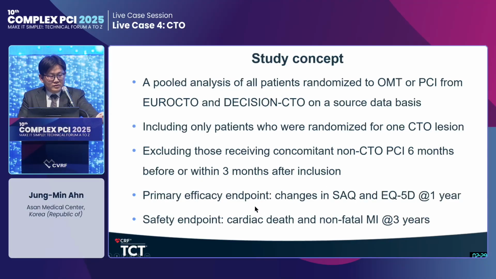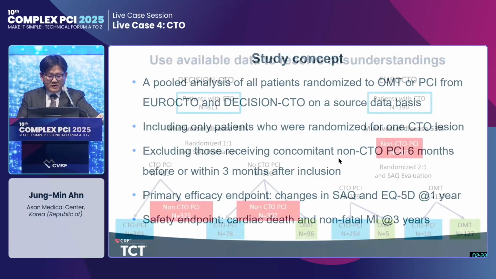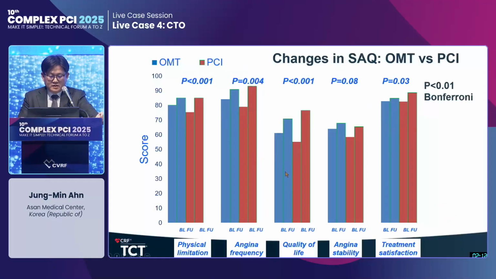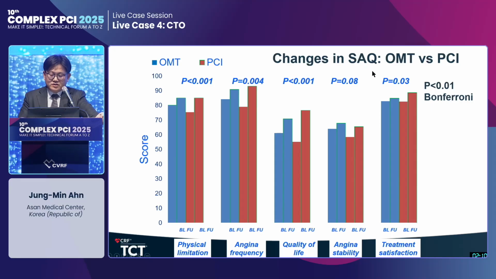The primary efficacy endpoint was change in angina and EQ-5D, and the safety endpoint was cardiac death and non-fatal MI. So they excluded non-CTO PCI patients, and only enrolled the CTO PCI patients, then compared them with optimal medical treatment. So this is the change in the angina.